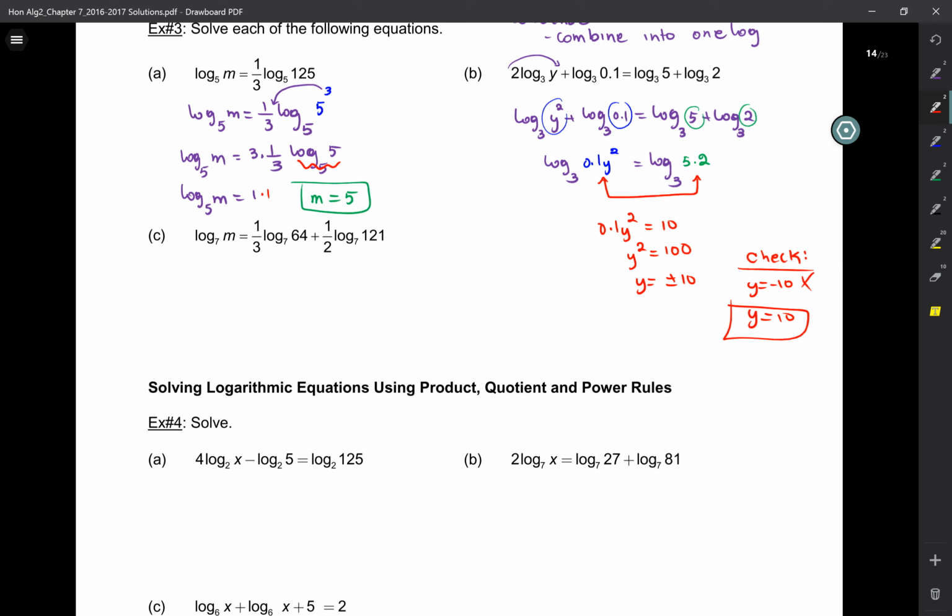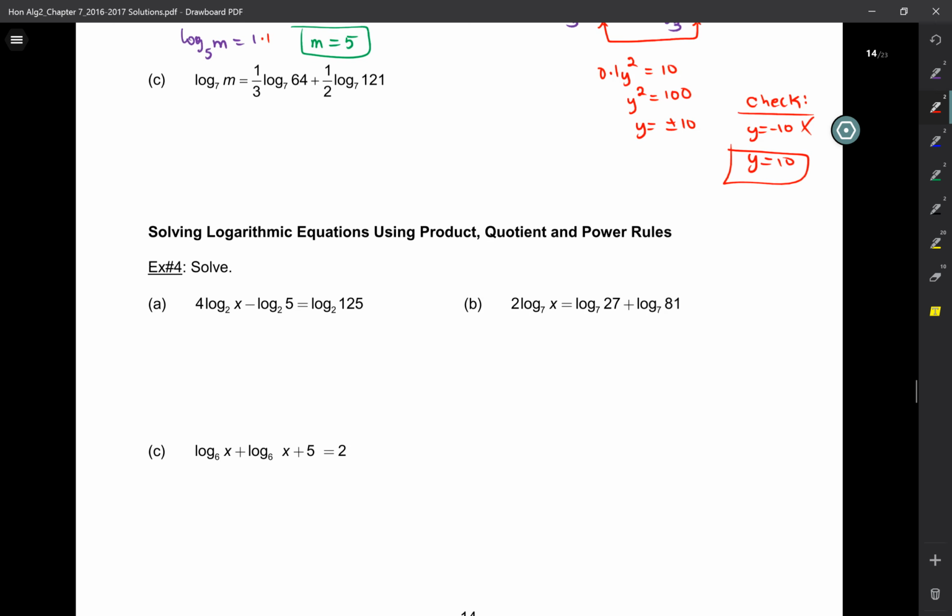Yeah, so what you do is you take the negative 10 and you plug it back into the y here. So here you're going to end up with 2 log of negative 10. But you can never have the log of a negative number. All right, so let's do this one.